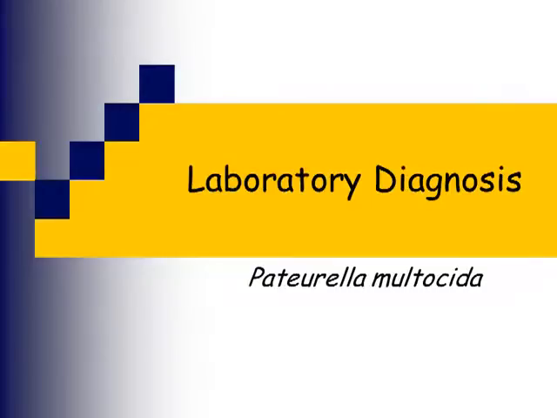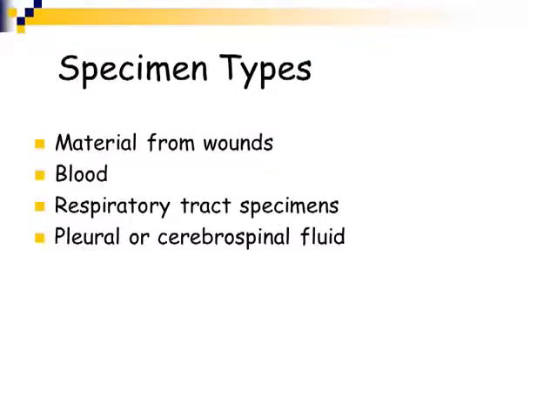In order to diagnose Pasteurella multocida in the laboratory, you would need to get your specimen in, and usually this is going to be material from a wound specimen. It might be a blood, it could be a respiratory tract, and in a case of a meningitis, it could be a cerebrospinal fluid.